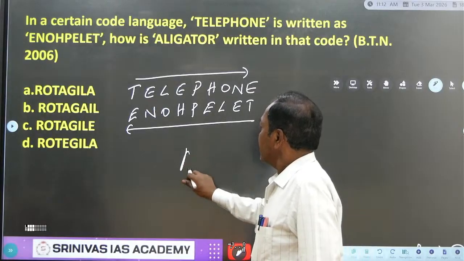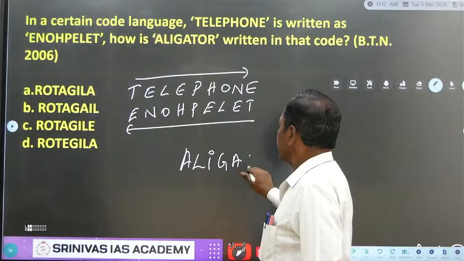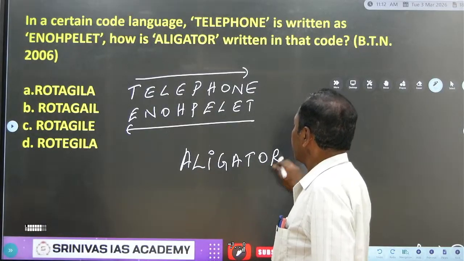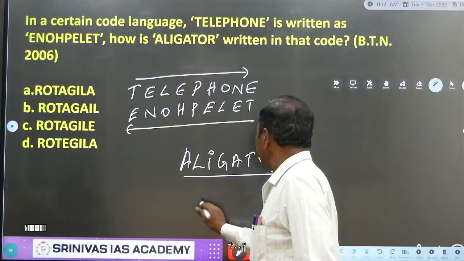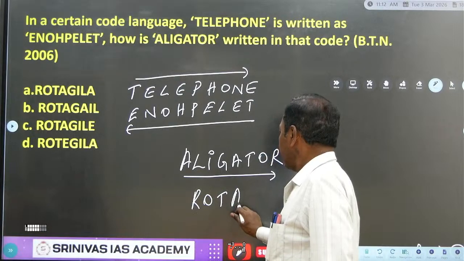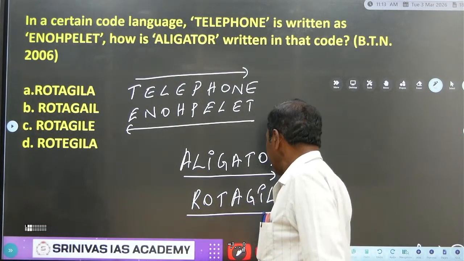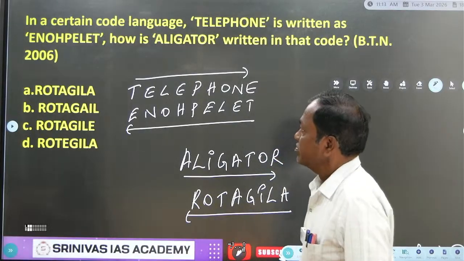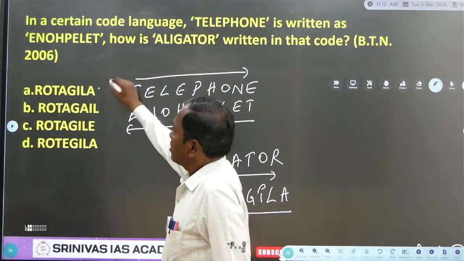Alligator. This is the forward order, so what is the reverse order? ROTAGILLA. Right. Option A.